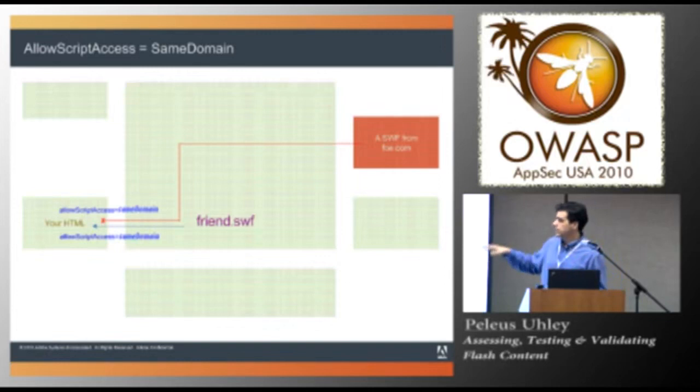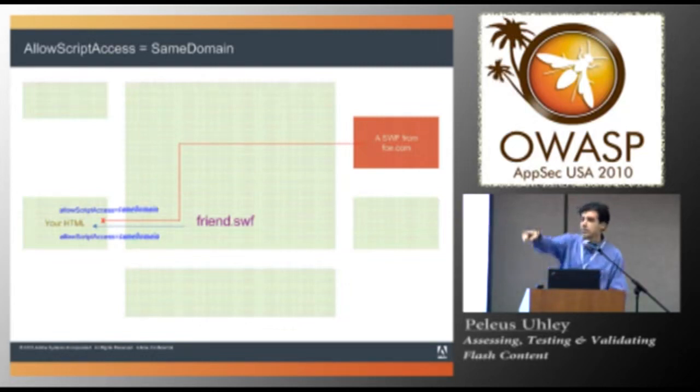If you have allow script access set to same domain, the one that was hosted on your domain will be able to talk to the web page. The one that was loaded as a child of the parent will not, because it was loaded from a separate domain. Now, if allow script access was set to always, then this Swift would be able to actually talk to the loading HTML.